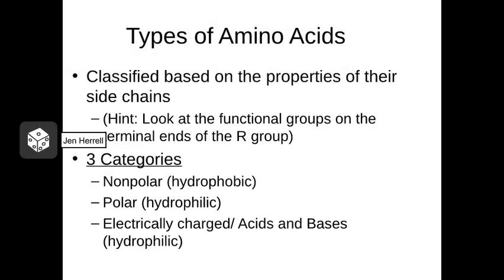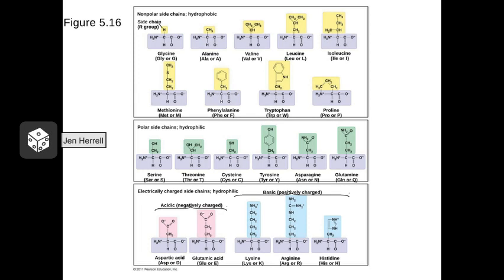The 20 different amino acids are classified in three categories. Some of them are nonpolar or hydrophobic, some are polar or hydrophilic, and some are electrically charged, and they can be broken down into either acids or bases. Let's take a look at them. Here we have the 20 different amino acids in their three categories.